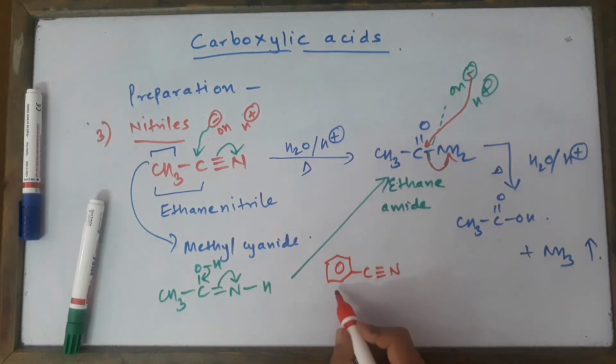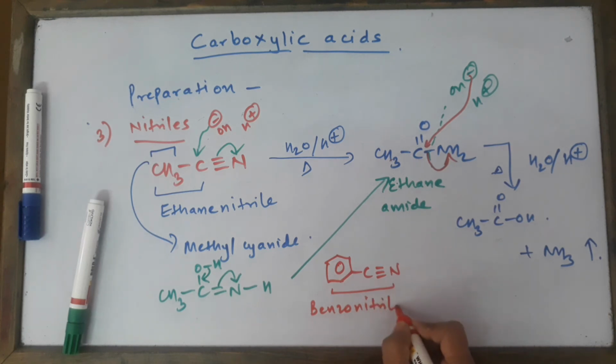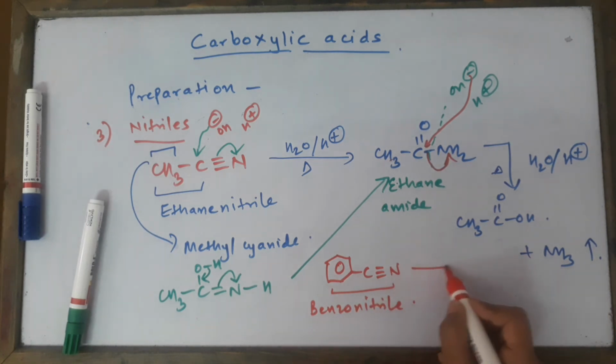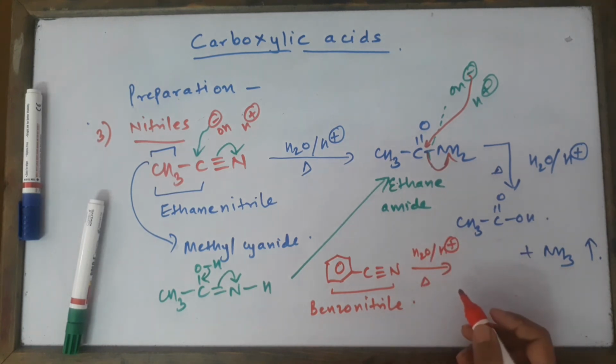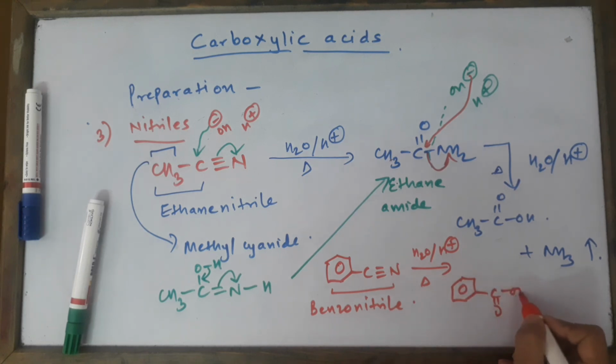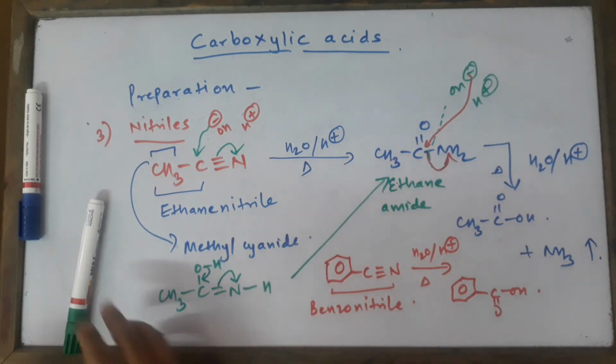It's simple. For example, this one is again an important compound. It's called benzonitrile. If you are subjecting this benzonitrile to complete hydrolysis by heating it with water and a little bit of acid, the first step may give benzamide, but lastly you are going to get benzoic acid. So this is the way you are going to write down the points in the exam. They're very simple. Benzonitrile gives you benzoic acid, propane nitrile gives you propanoic acid, butane nitrile gives you butanoic acid, and so on. So that was the third simple method, hydrolysis.